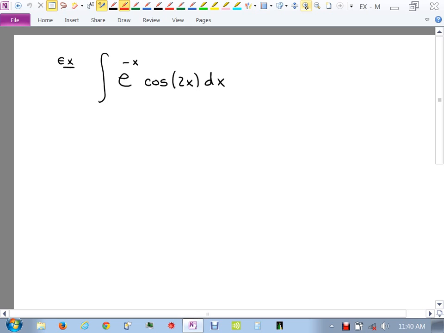This is a classic problem right here. Classic meaning every Cal 2 student sees something like this.